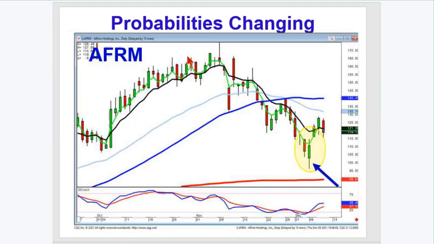AFRM, we were in short on this one because of the dumpling top, the blue ice failure, or the failure here at the 50, expecting it to go to the 200. But then we had a piercing signal, and the markets are trading positive. That told us, in the oversold area with stochastics coming up, this was probably a time to go ahead and start taking profits.